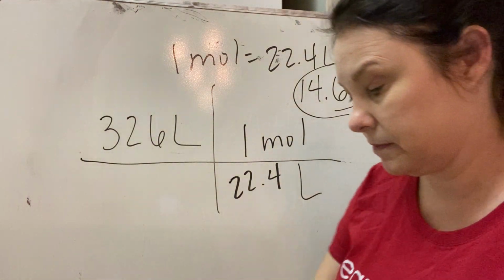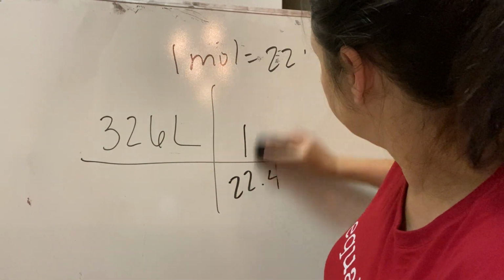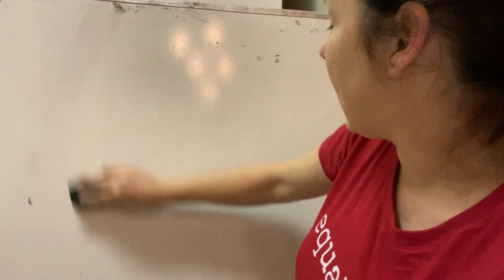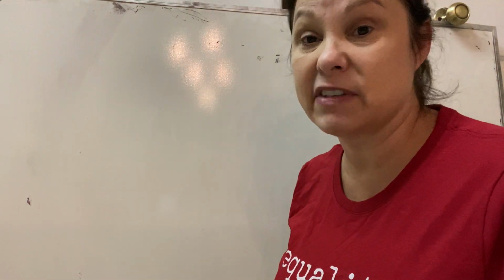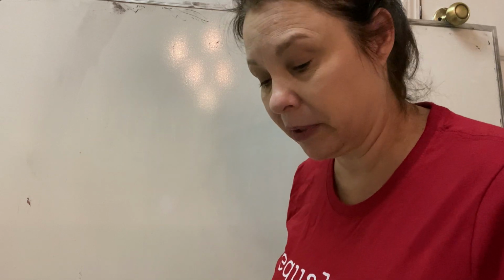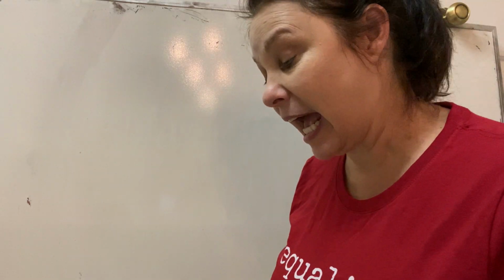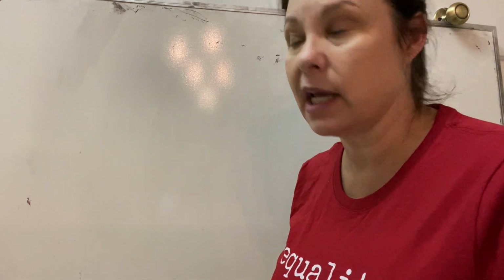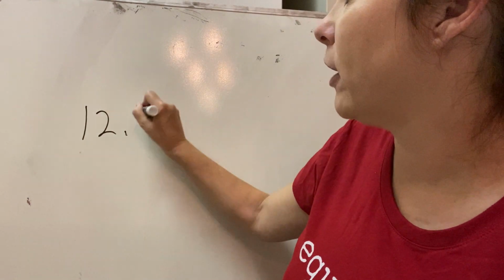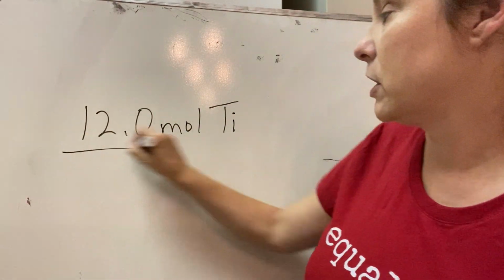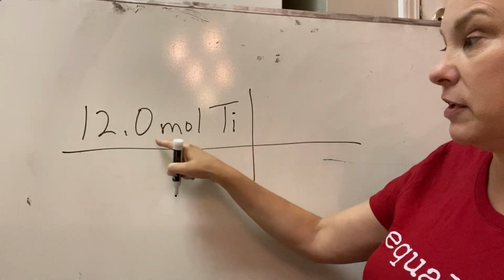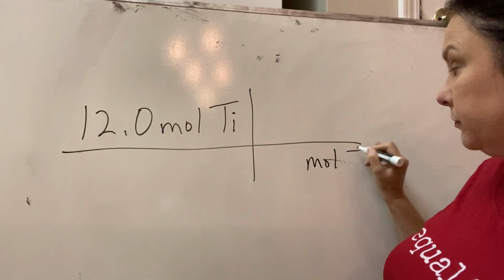14.6 moles. All right, let's move on to our other one. Our last conversion we're going to practice asks us to find the atoms of Ti, which is titanium on your periodic table. Find the atoms of titanium in 12 moles. Okay, so we're told we have 12.0 moles of titanium. All right, we're going to chunka. Remember, whatever is here goes here.